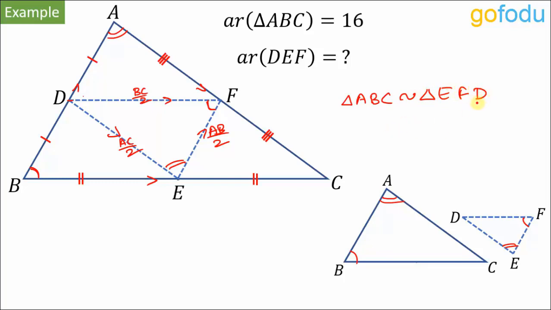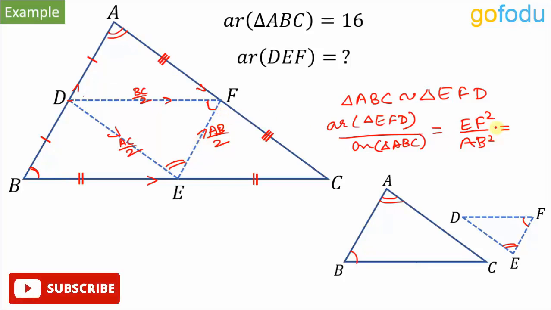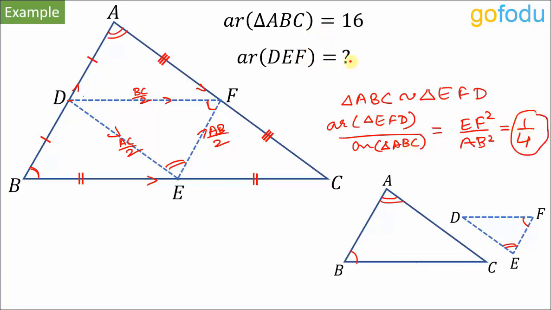As these triangles are similar, their ratio of areas, area of triangle EFD upon area of triangle ABC will be equal to EF square upon AB square. EF is half of AB, so EF upon AB is 1 by 2 and their square will be 1 by 4. So area of triangle DEF is same as EFD.